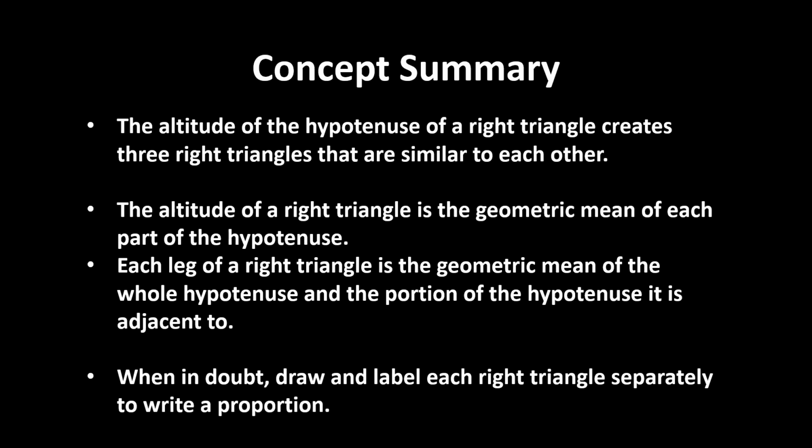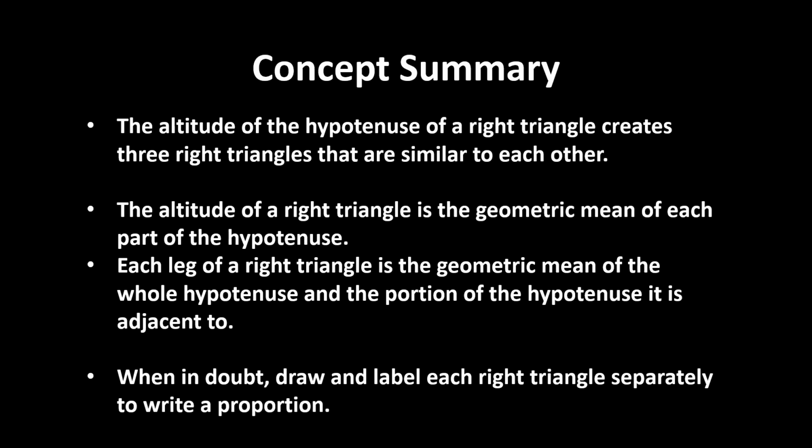So a quick summary. The two corollaries of this lesson say that the altitude of a right triangle is the geometric mean of each part of the hypotenuse. Each leg of a right triangle is the geometric mean of the whole hypotenuse and the portion of the hypotenuse it is next to. And we know that the altitude in any right triangle creates 3 similar right triangles.